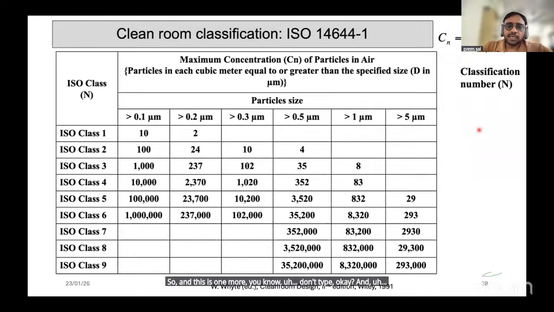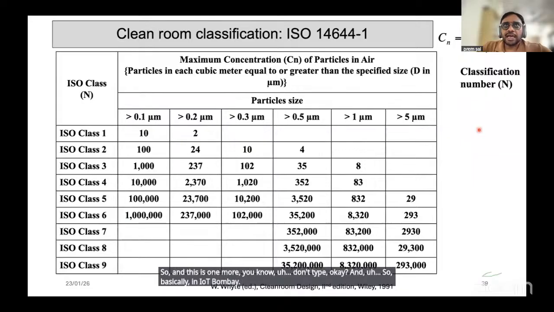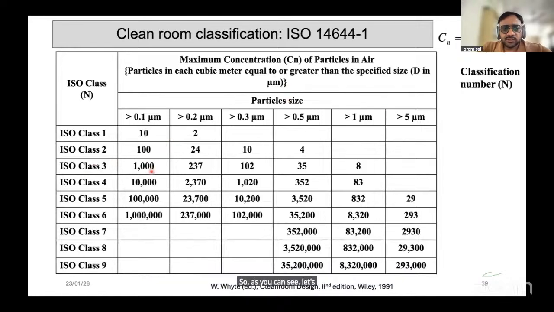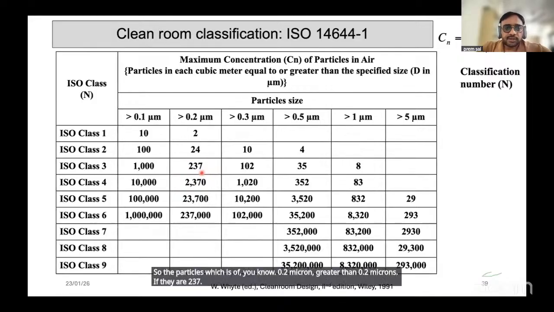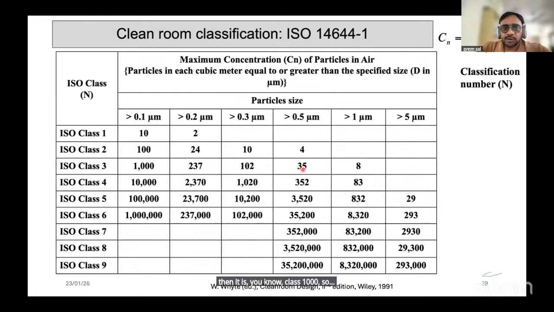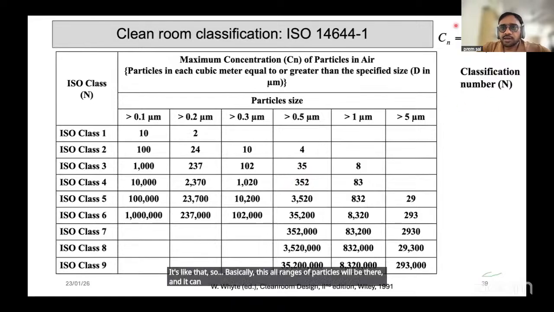Basically, in IIT Bombay, we have something called class 1000 and class 10,000. But if you go to industry, you have class 1. As you can see, let's say class 1000: the particles greater than 0.2 micron, if they are 237, then it is class 1000. It depends on the particle size. Or for the particle of 1 micron, if they are 8, it is class 1000. So all these ranges of particles will be there and can be calculated using this.